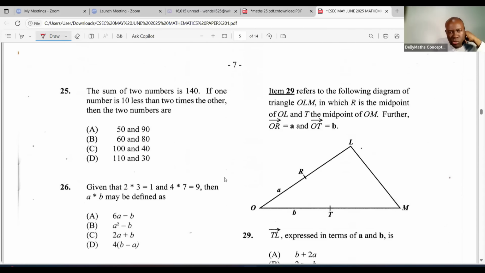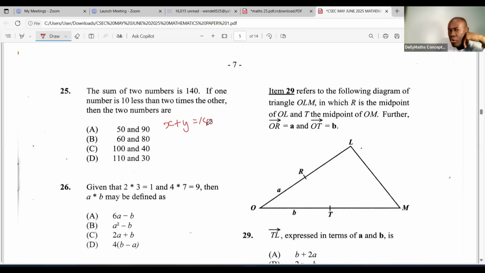All right, the sum of two numbers, I'm just making them up, gives 140. If one number is 10 less than twice the other, then what are the two numbers? Now you could play with these and get it, or you could make this up, right?